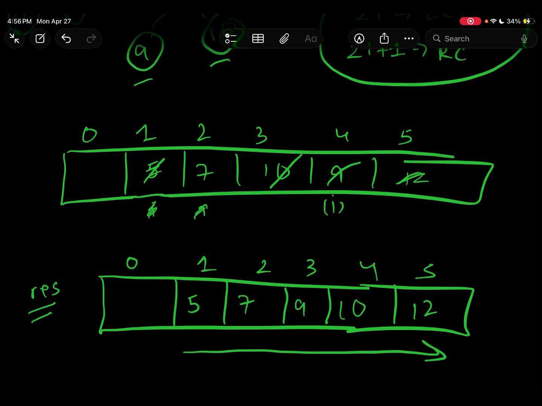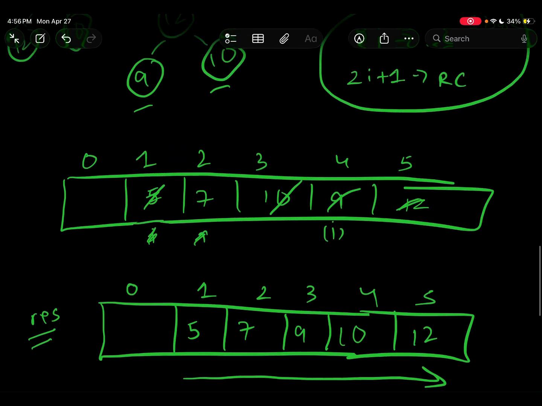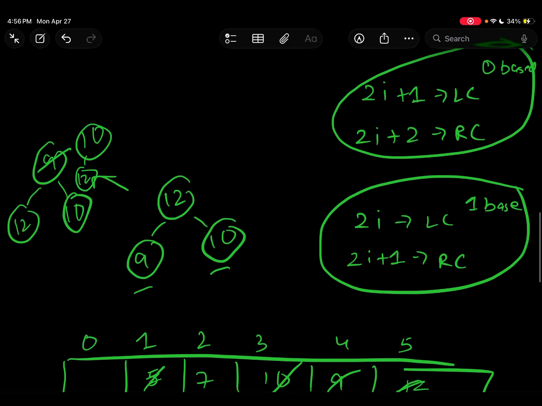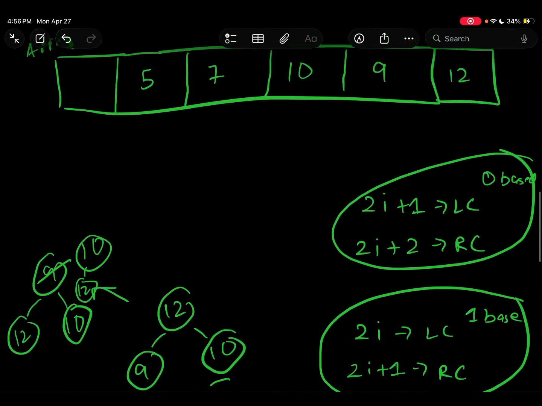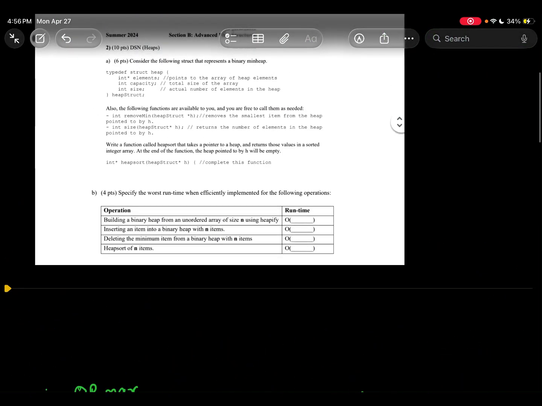I covered what a heap data structure is. I covered why we visualize it using a tree data structure, but implement it using an array, because an array has direct indexing, fast O of 1 lookup, right? So that's the whole idea. I covered heap sort. I covered the left child and right child for 0 based and 1 based, and then let's do the runtimes in the question.